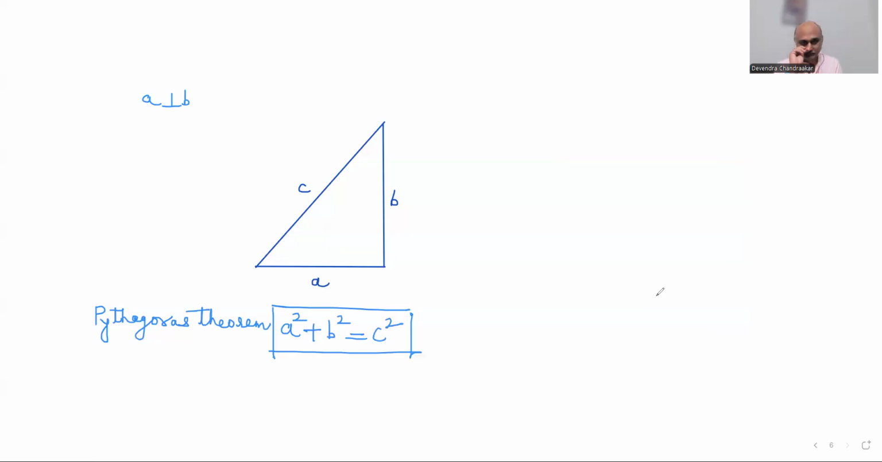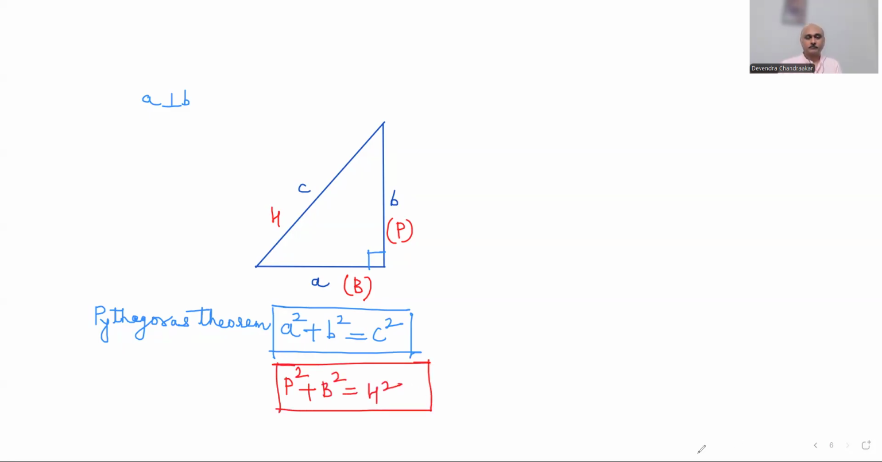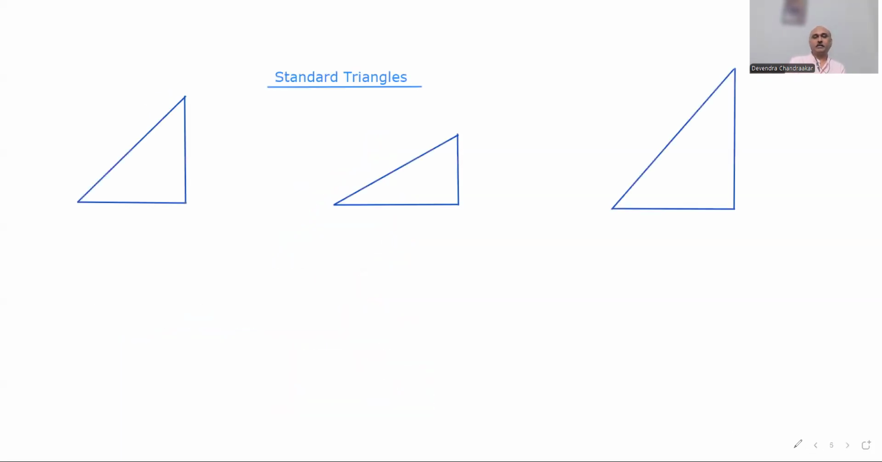This is the Pythagoras theorem. In a right angle triangle, in trigonometry's case, suppose this is base, this is perpendicular, and this is hypotenuse. Then you can also write it as p square plus b square is equal to h square. I hope all of you understood this. Yes or no? Yes, sir.